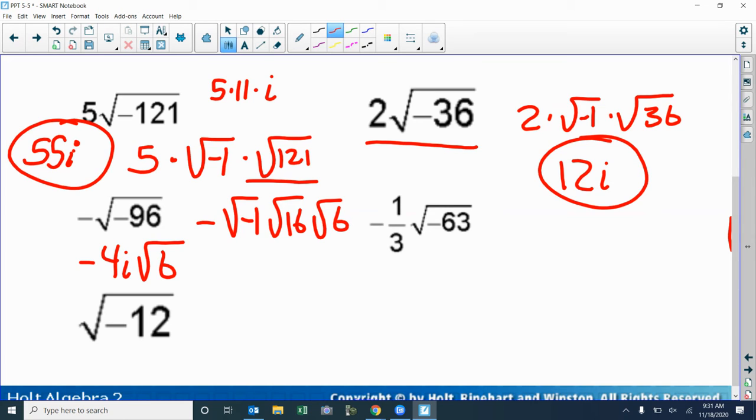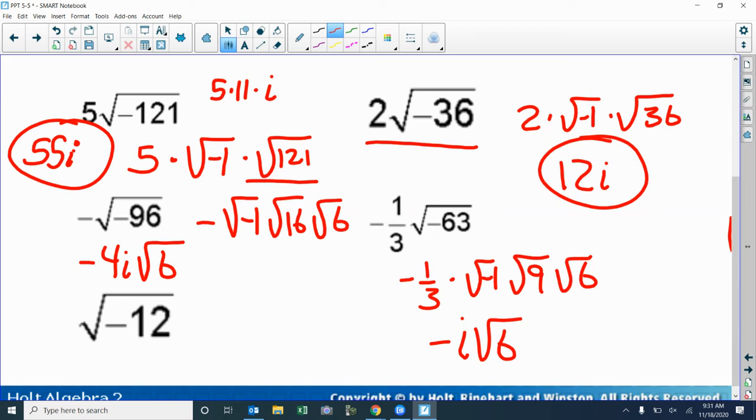63. I think that's 9 times 7, so we're gonna have negative 1/3 times the square root of -1 times the square root of 9 times the square root of 6. So now let's simplify. We're gonna simplify the square root of 9 to 3, but 3 times 1/3 would be 1, times negative 1, that's i. So we're gonna have a -i square root of 6 is what that guy ends up being. -i square root of 6. Now we don't need to put 1 in front of the i there. It's -1i, and it's understood to be just like any other time.